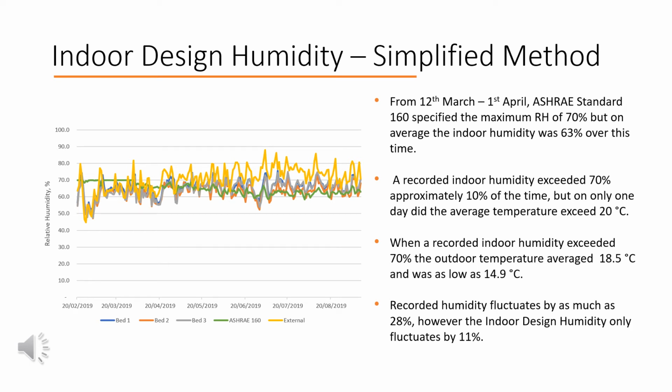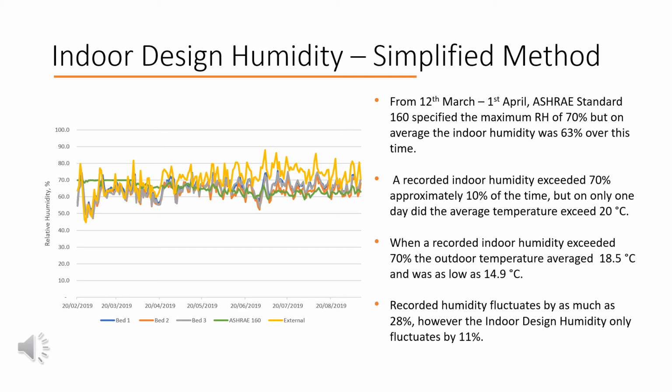saturation vapor pressures. However, relative humidity is not solely determined by the saturation vapor pressure, but also by the partial vapor pressure. This means that just because a temperature of over 20 degrees is experienced, the partial vapor pressure will not necessarily result in a relative humidity of 70%. This is demonstrated in the periods between the 12th of March and the 1st of April, where the indoor design humidity specifies 70% humidity, but on average over this time period, the relative humidity was 63%. The indoor design humidity gave an indoor relative humidity exceeding the actual, which may result in false positives for mould growth.